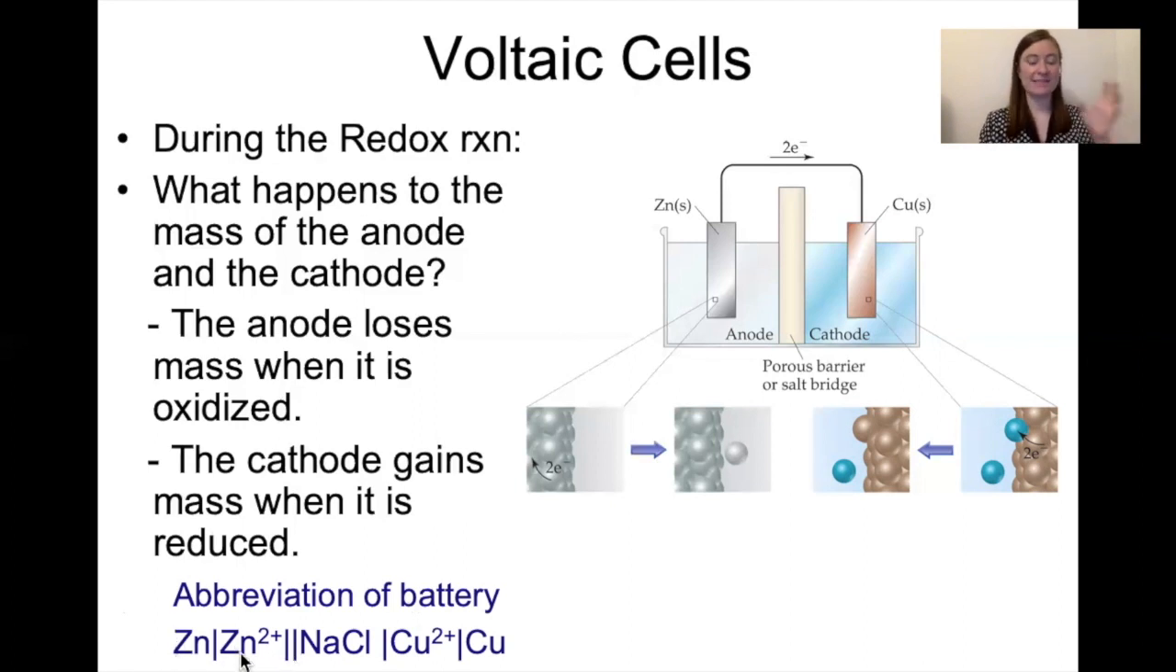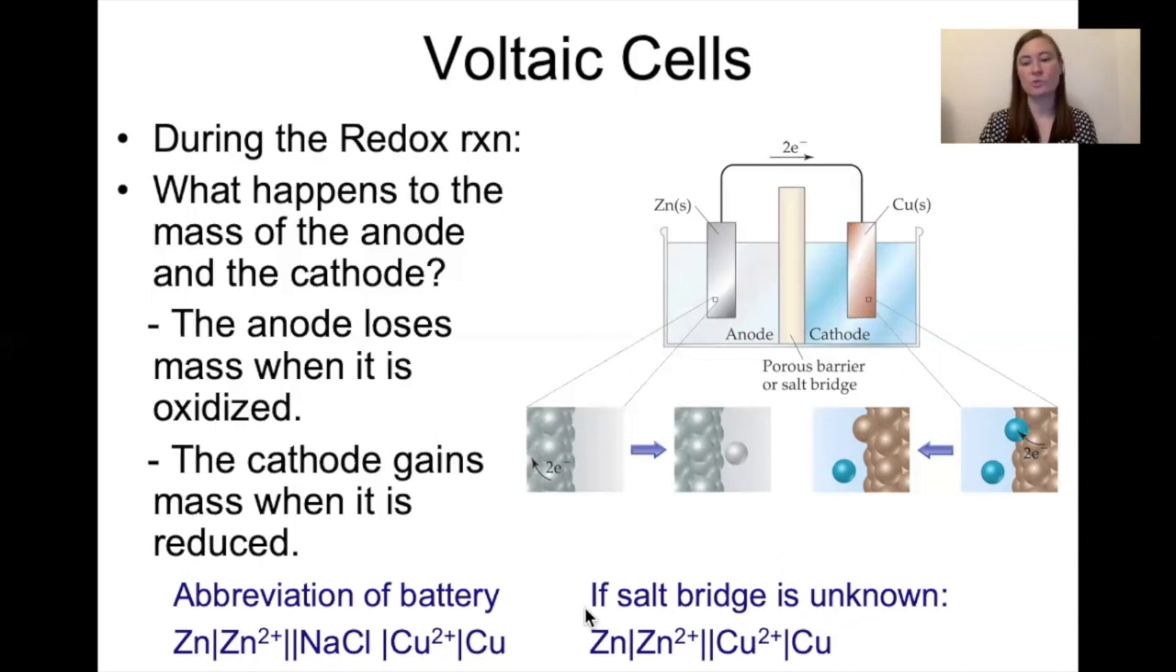Cool. Batteries or voltaic cells are sometimes abbreviated in this way, where you show the anode and the reactant and then the product from the anode, whatever's in the salt bridge, and then the reactant and the product from the cathode. This style of abbreviation is just shorthand. We don't include the spectator ions in either of these two half cells. We just include the ions that are reacting. If we don't know or don't care about the salt bridge, you can also abbreviate it in this way, just omitting the salt bridge entirely.